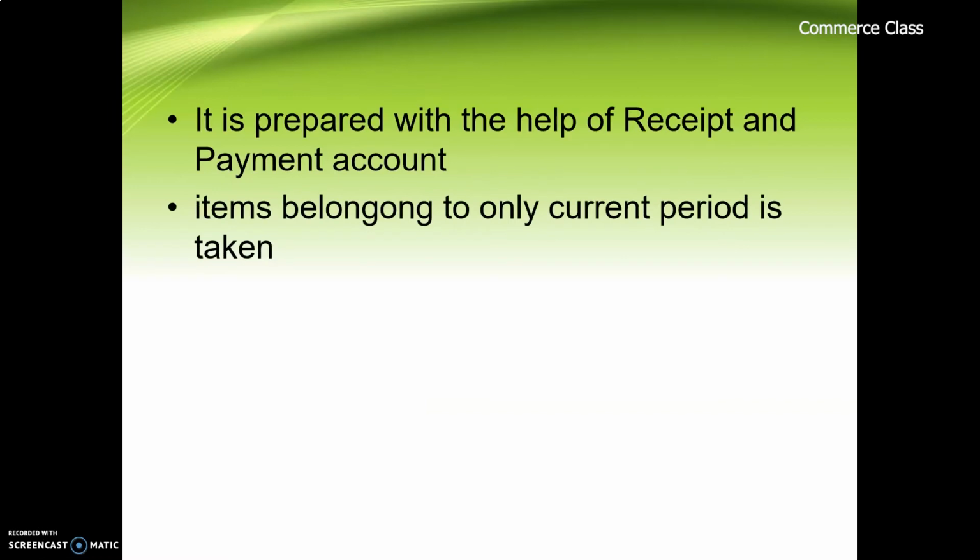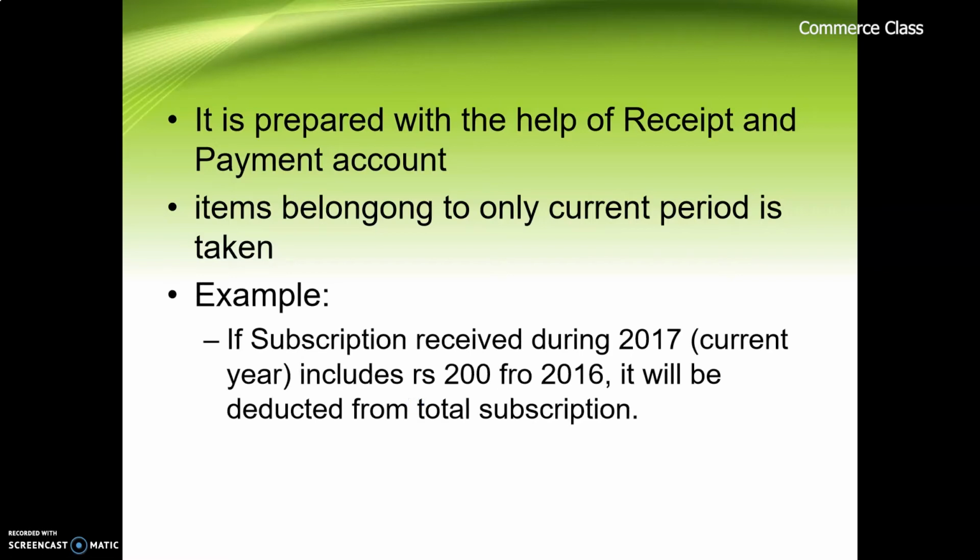You know, the income and expenditure account will show income and expenses only for the period to which it relates, and that too on an accrual basis. Hence, while taking figures from receipt and payment account, you will have to make necessary adjustment. For example, if the amount of subscription received during 2017 includes rupees 200 relating to 2016, it should be deducted for the purpose of computing the income from subscriptions.